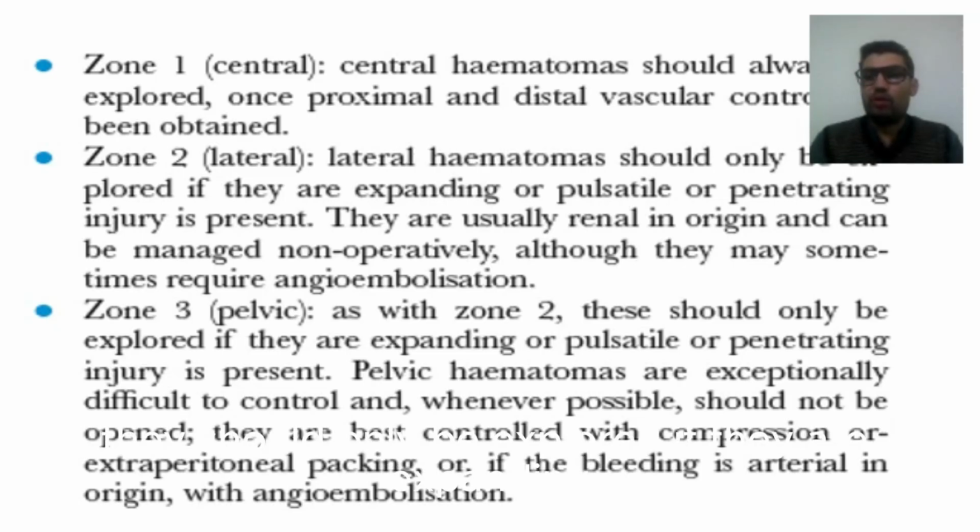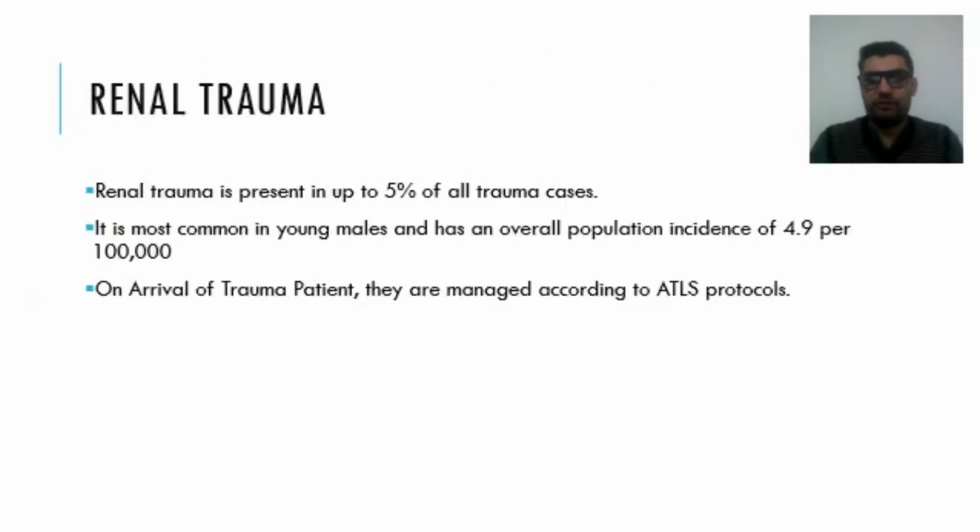As with zone 2, it should only be explored if it is expanding or pulsatile or penetrating injury is present. Pelvic hematomas are exceptionally difficult to control and whenever possible should not be opened. They are best controlled with compression or extraperitoneal packing. And if the bleeding is arterial, then angioembolization is a better approach.